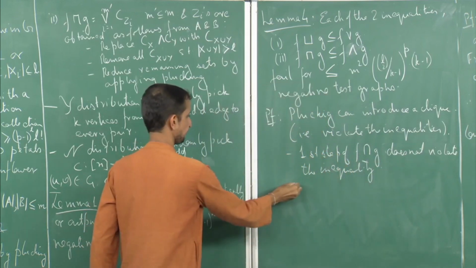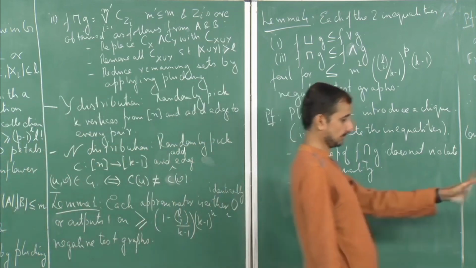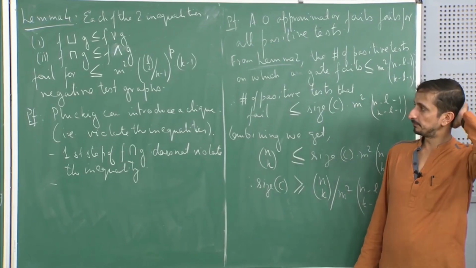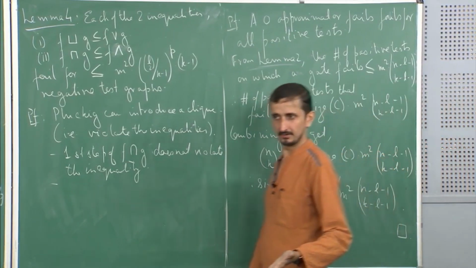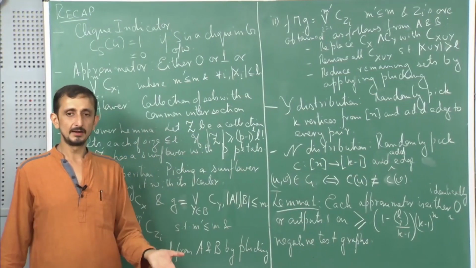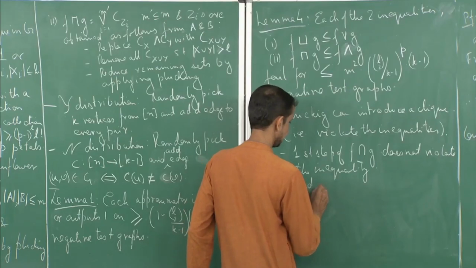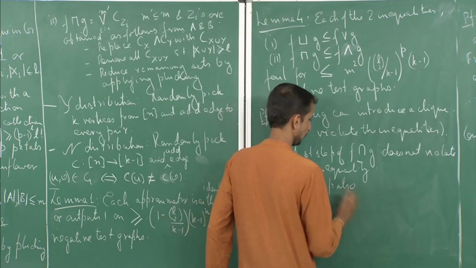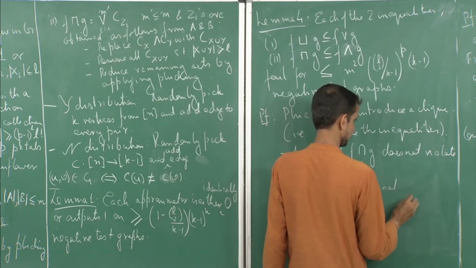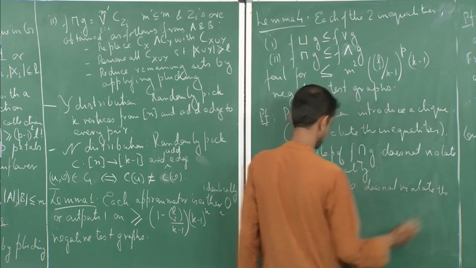What about the second step? If I am removing a set of some size, does that violate the inequality? Does it introduce a clique? Again, removing a set cannot introduce a clique. It might remove a clique, but it certainly cannot introduce a new clique. So the second step also does not violate the inequality.